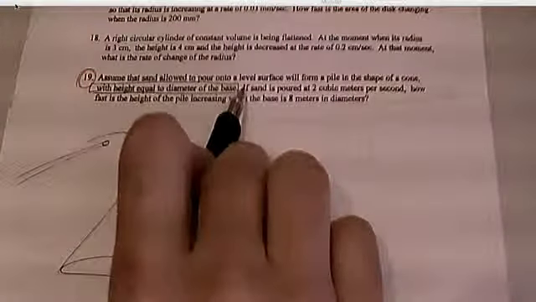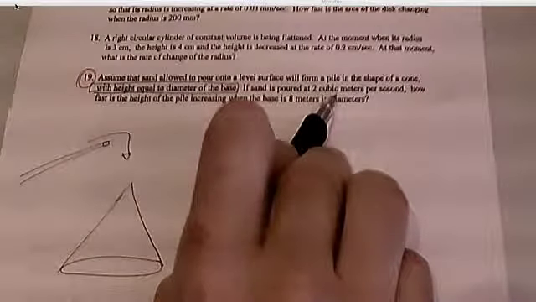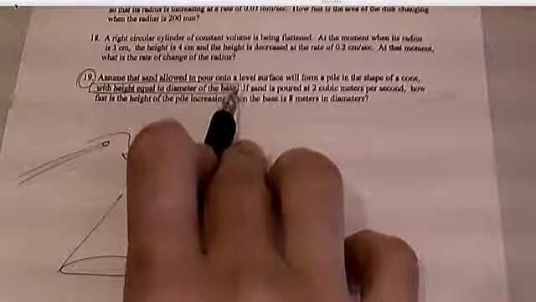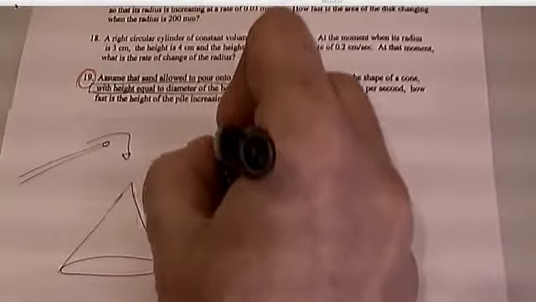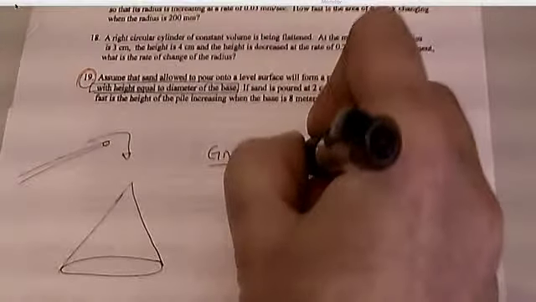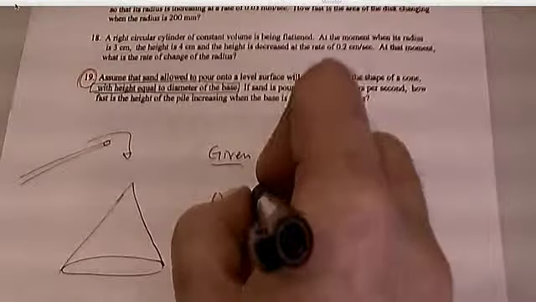Now, sometimes "if" tells me that's conditional. In this case, that's not conditional. That's actually constant, okay? So sometimes "if" is a little bit ambiguous as to whether it's conditional or given information. That right there is given information. So you know that dV/dt, and since sand is being poured on, the volume is increasing, that's a positive 2 meters cubed per second. How fast is the height of the pile increasing?